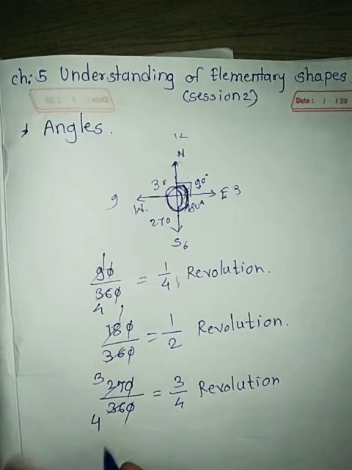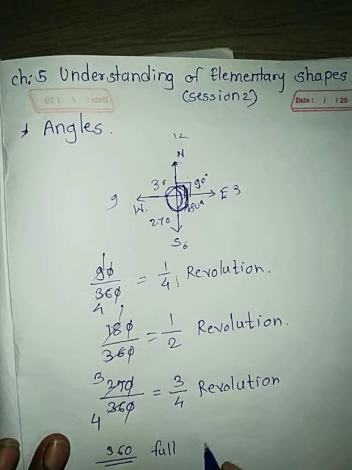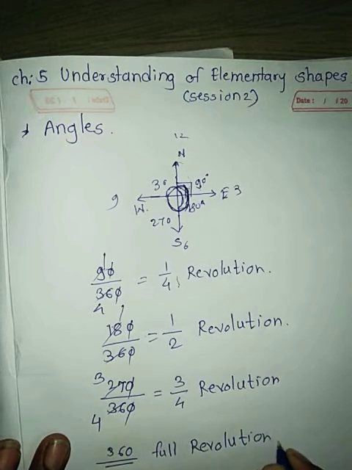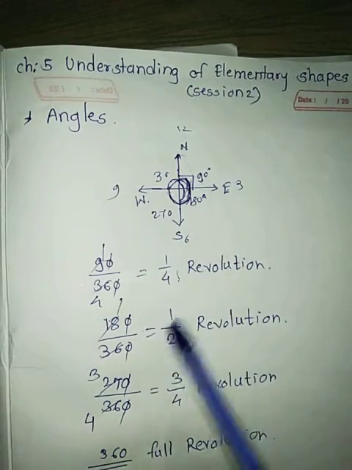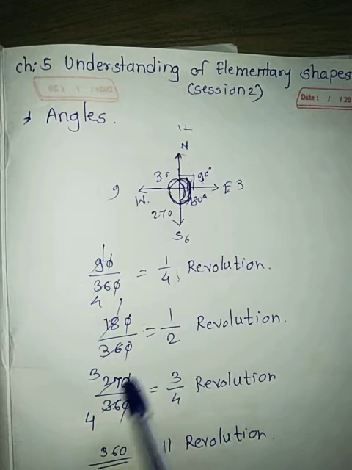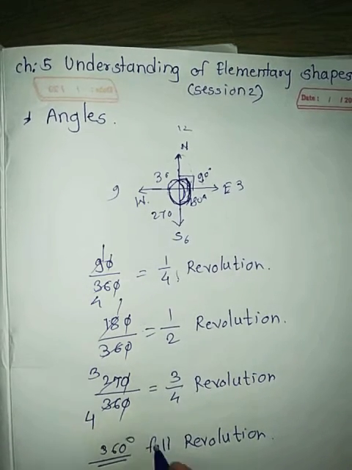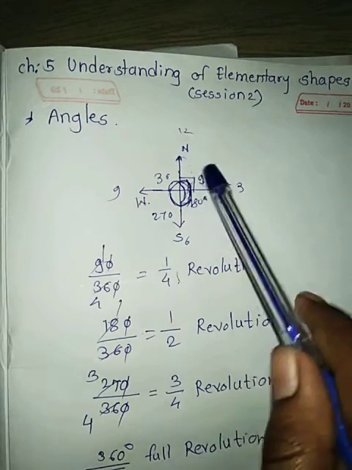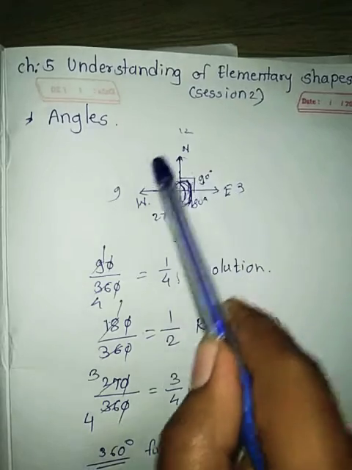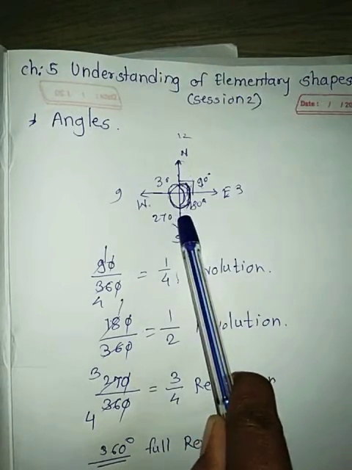Then the next thing is 360. 360 is the full revolution. See here, 1/4th means 90, 1/2 means 180, 3/4th means 270, and the total is 360 degrees. This is for direction from north to east. From north to west also 90 degrees. From north to south is 180 degrees, a straight angle.